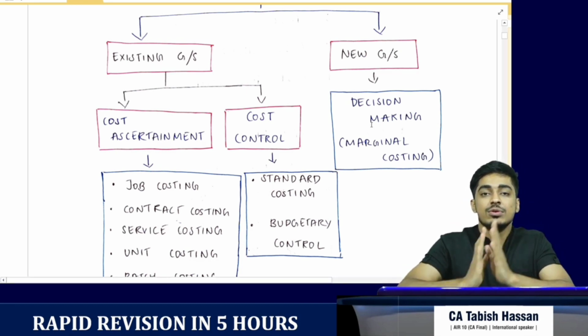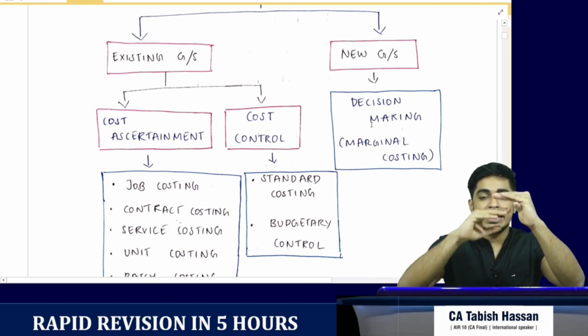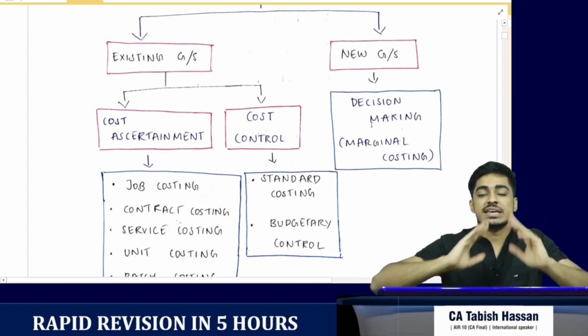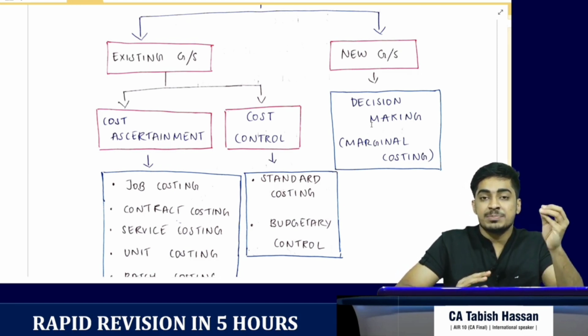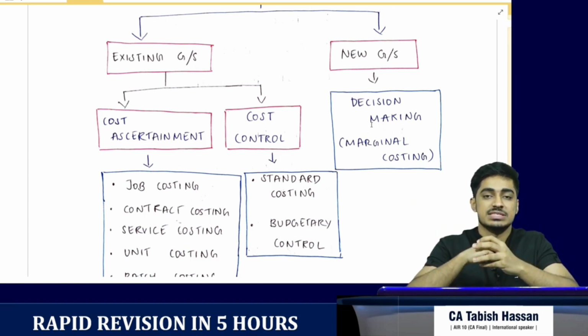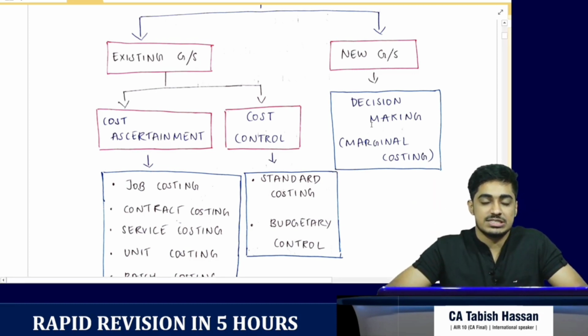One is budgetary control, one is standard costing. What we do is we set a benchmark and then we compare the actual performance against the benchmark. In budgetary control, we compare budgeted performance with the actual performance. In standard costing, we compare the standard performance with actual performance.